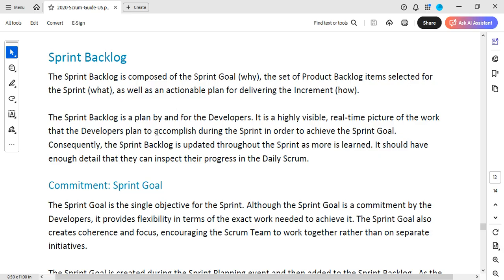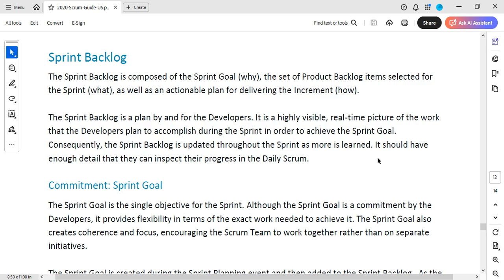The sprint backlog is a plan by and for the developers. So the developers are the ones that create the sprint backlog. Okay, it is a highly visible, real-time picture of the work that developers plan to accomplish during the sprint in order to achieve the sprint goal. So they make it visible, they make it vivid. It is just them trying to plan out their work, narrowing that into tasks.